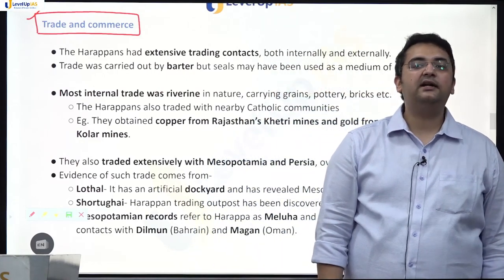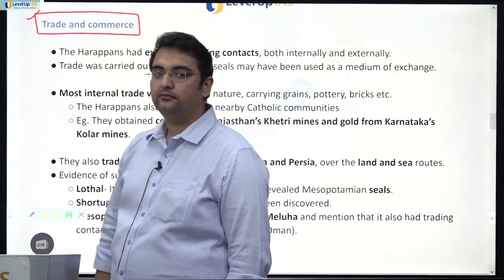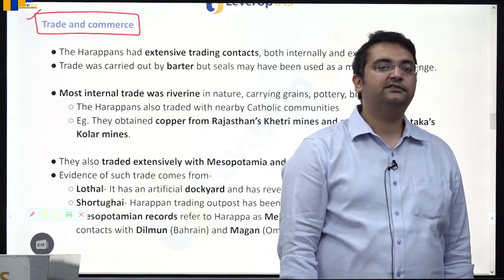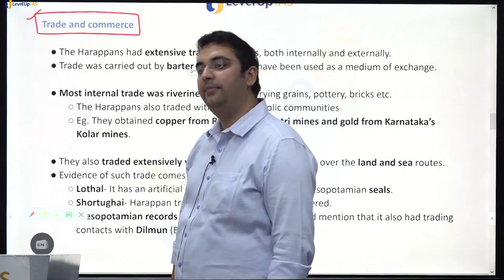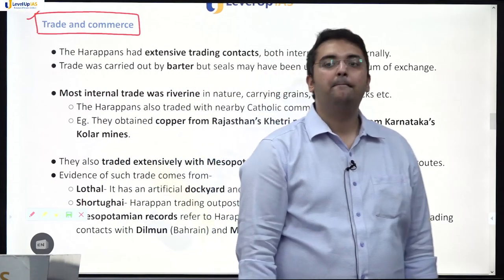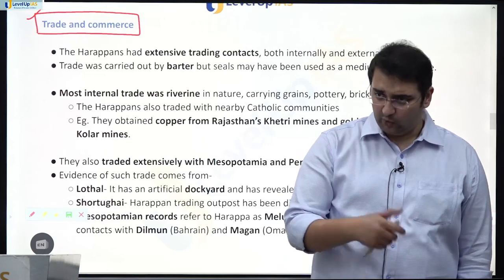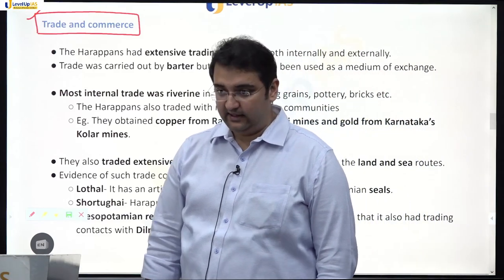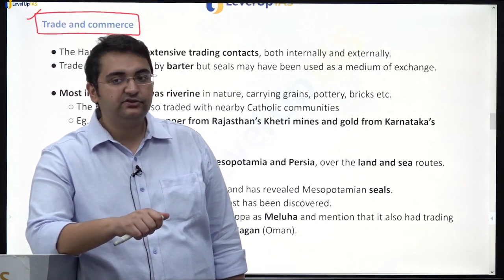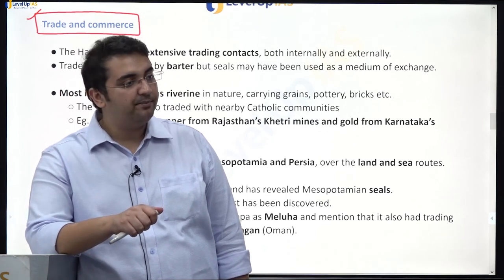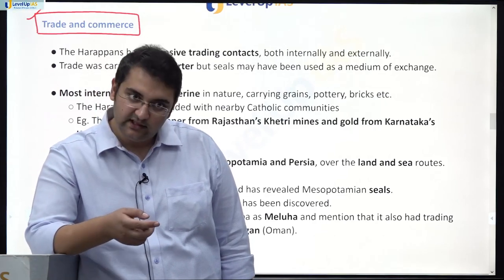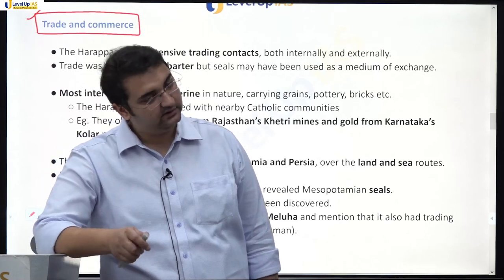What were the important items of export? Cotton cloth or beads. What else? Food grains, bricks, etc. And what were the important items of import? Precious metals, mostly bullion, gold, silver, lead, etc. Okay? What was the balance of trade like? Who was it in favor of? The Harappans or the others? Harappans. That means the volume of imports was lesser than the volume of exports. Okay? Net income was taking place. Alright?